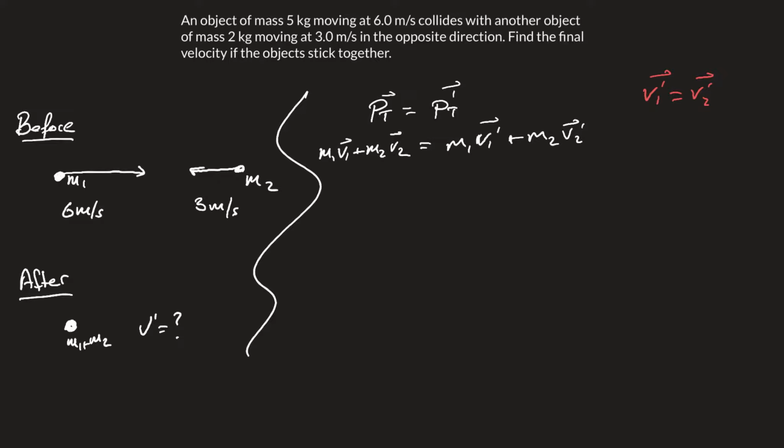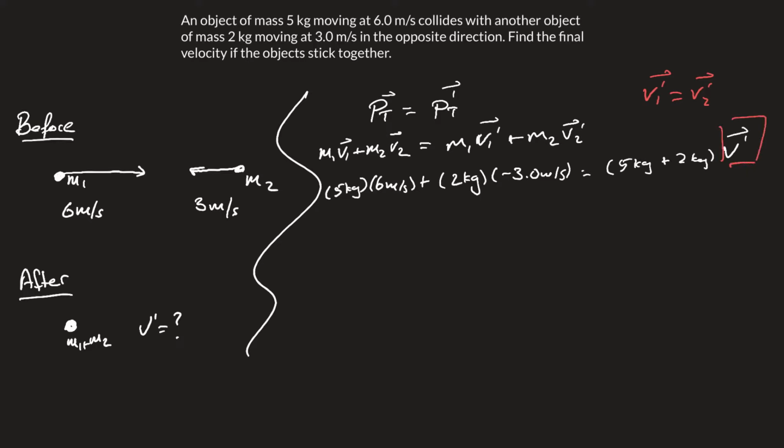So we can start to substitute and simplify a little bit, particularly on the right. On the left, we're just going to substitute 5 kilograms, 6 meters per second, plus 2 kilograms, and then negative 3 meters per second, because it's going in a different direction. On the right, we're going to put our masses together, m1 plus m2. So that's 5 kilograms plus 2 kilograms times whatever the velocity is at the end, which we're just going to call v prime. And that's ultimately what we're going to be solving for.